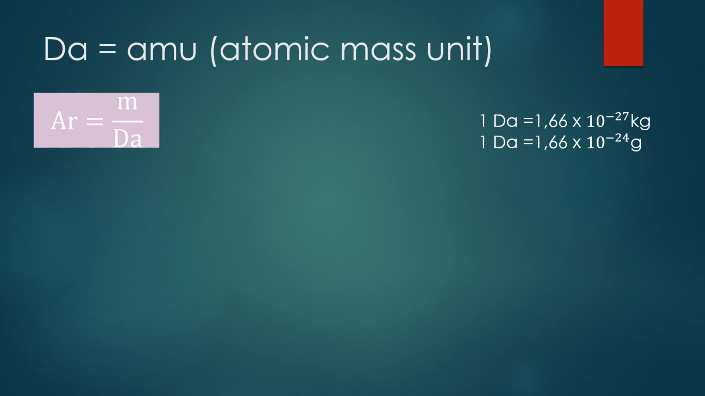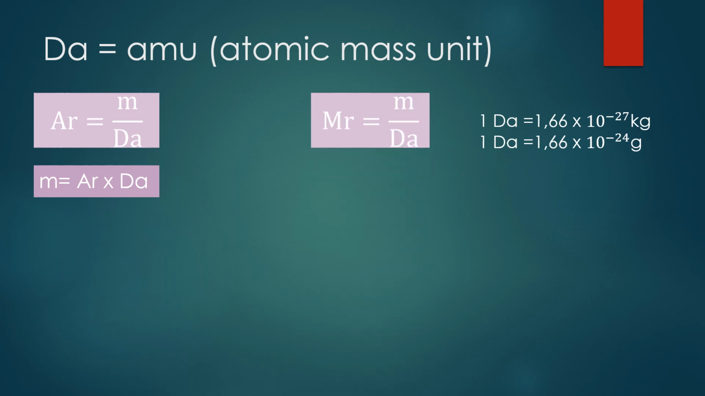For example, we already know that Ar is equal to mass divided by Dalton, or in other words, mass is actually Ar times Dalton, when you want to calculate. Then, if we are talking about relative molecular mass, then Mr will be equal to mass divided by Dalton. In other words, mass is equal to Mr times Dalton.